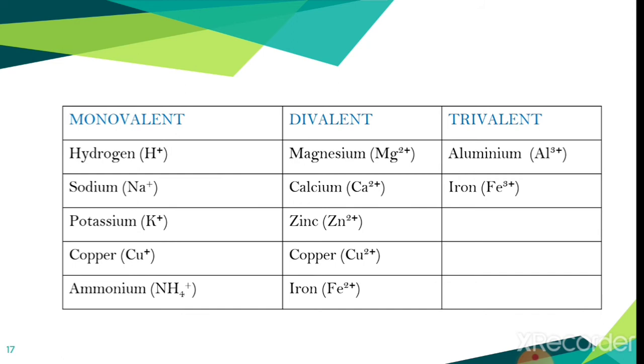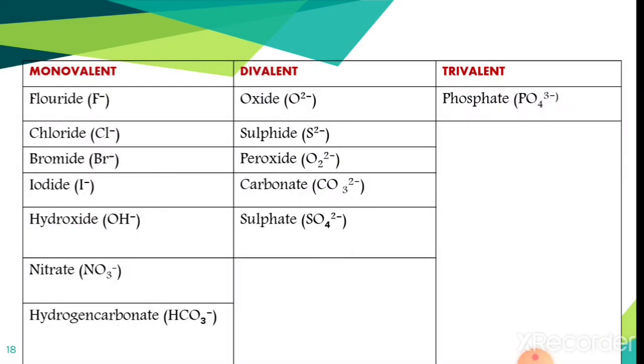are doing the same. In the case of trivalent, aluminum 3 plus, iron 3 plus, they require 3 electrons to complete their octet. That's why they are classified as monovalent, divalent, trivalent. In the case of a negative ion, there is an extra electron. In the case of fluoride, we should remove 1 electron to complete their octet. That means F minus. In the case of oxygen, 2 electrons are in excess. In the case of PO4 3 minus, 3 electrons are in excess.